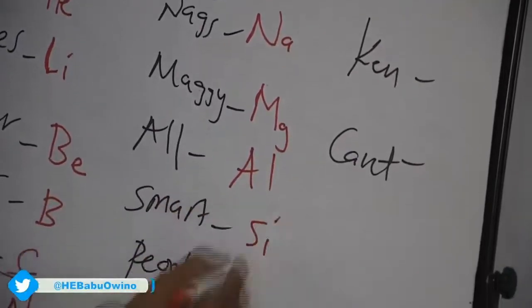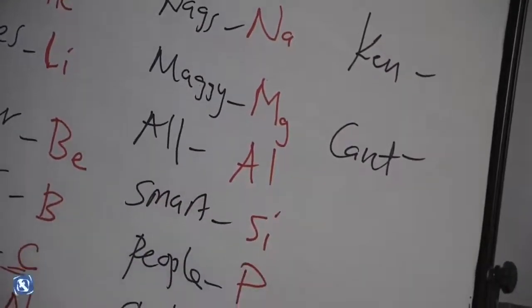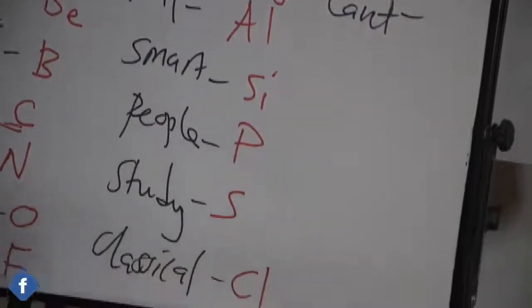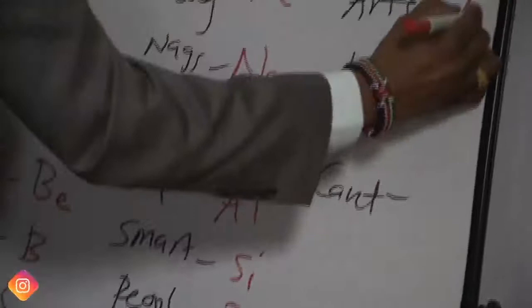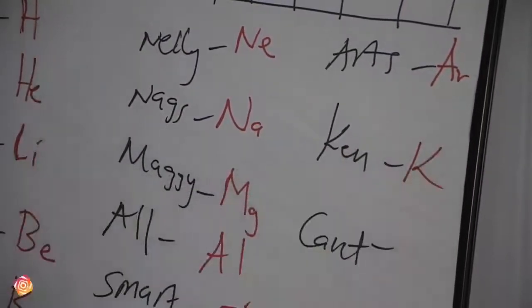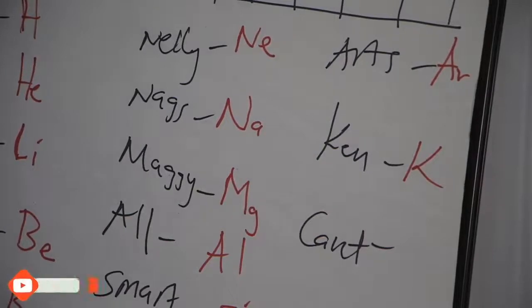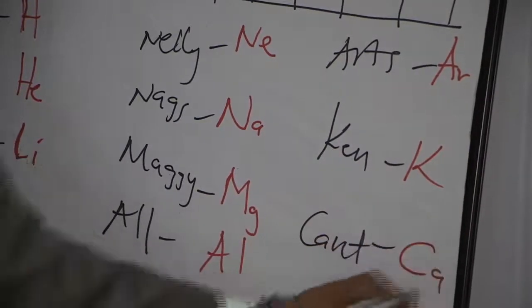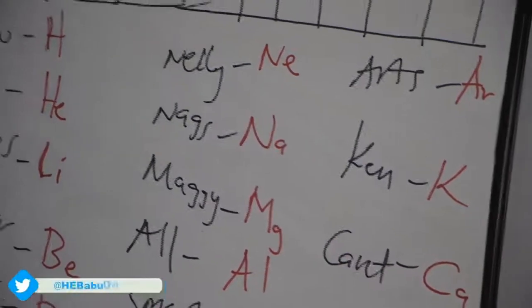14 is silicon. 15 is phosphorus. 16 is sulfur. 17 is chlorine. 18 is argon. 19 is potassium. You can also call it kalium. And 20 is calcium. Class, I want us to sing along.